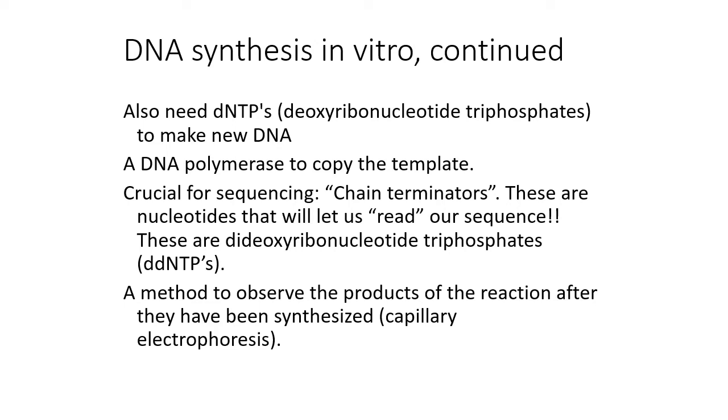But what's unique and crucial for this sequencing type of reaction versus PCR itself are these chain-terminating nucleotides. Now, these are very fundamental to the mechanism whereby we will determine our sequence. So we're going to use these to read our sequences, basically. So what these are, dideoxyribonucleotide triphosphates. We also will need a method for examining the products after they've been made, and that's going to be capillary electrophoresis. And this is capable of resolving molecules that differ from one another by only a single nucleotide, which is going to be very important in a minute.